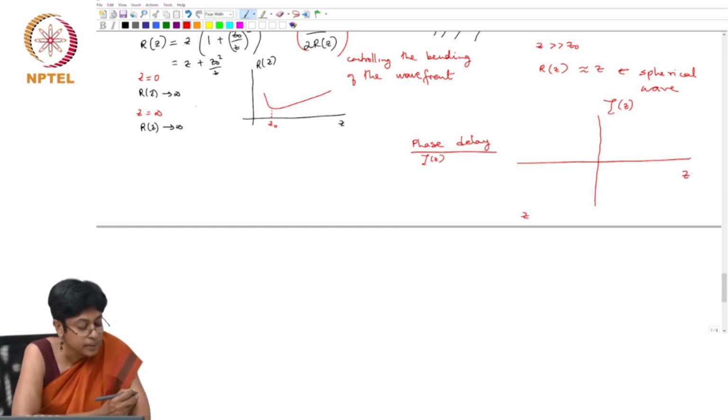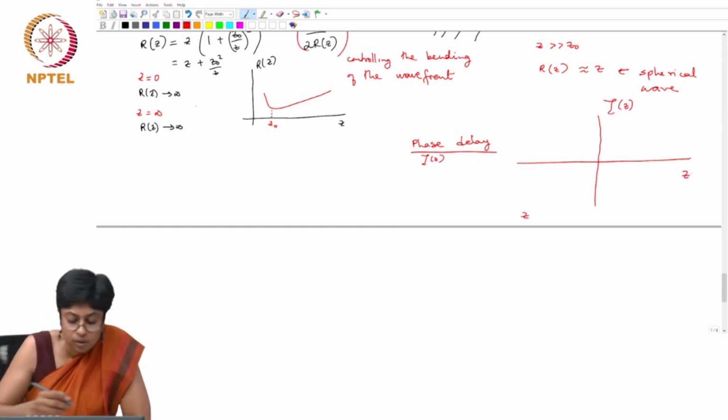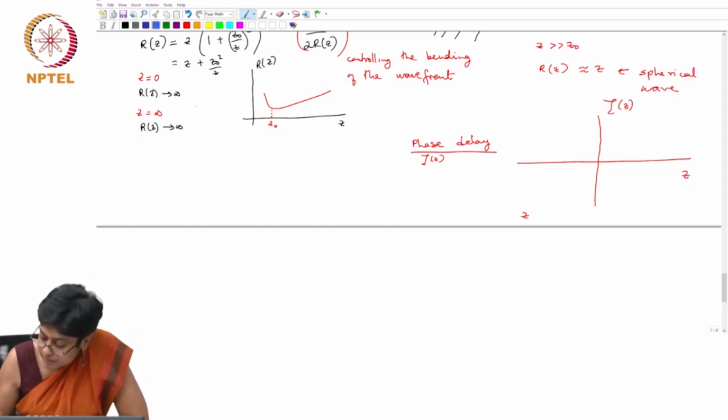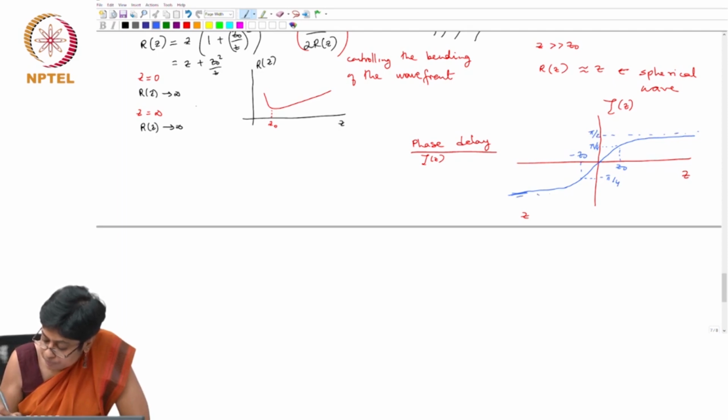Versus Z. Okay? And what this curve is going to look like is something like this. And symmetrically on the other side. Slightly increasing. This is Z naught. The same distance over here as minus Z naught. This is pi by 4. This is minus pi by 4. And this asymptotically tends to pi by 2.